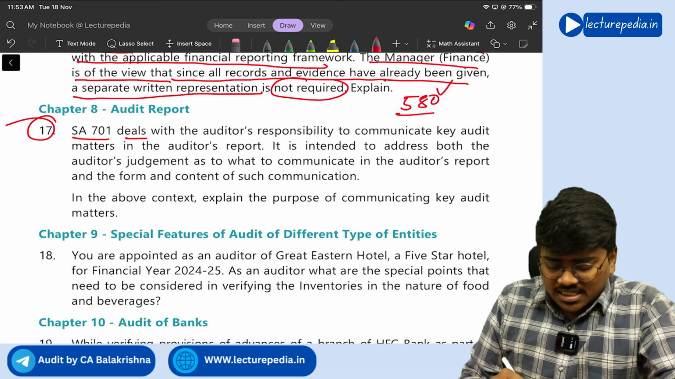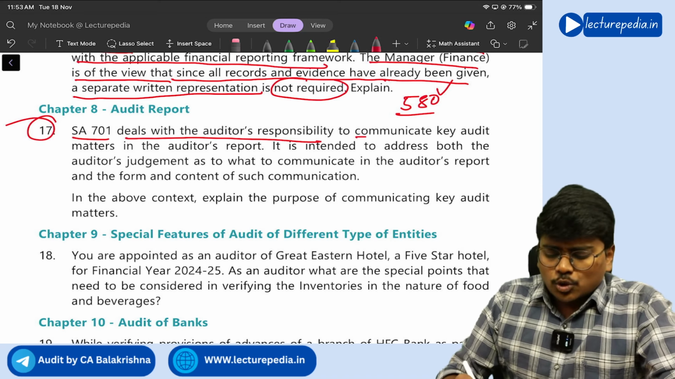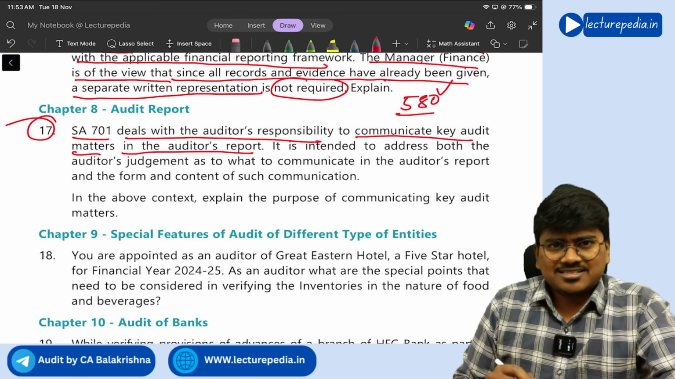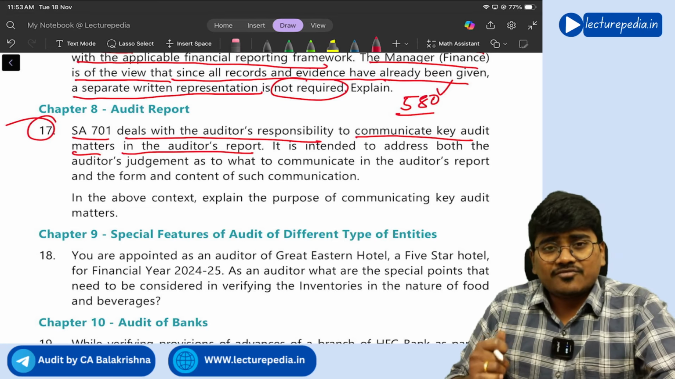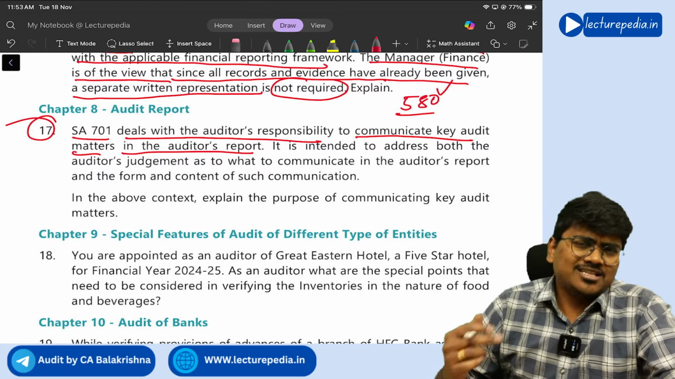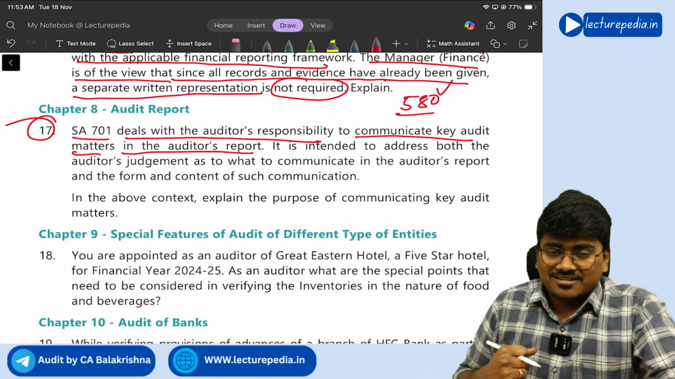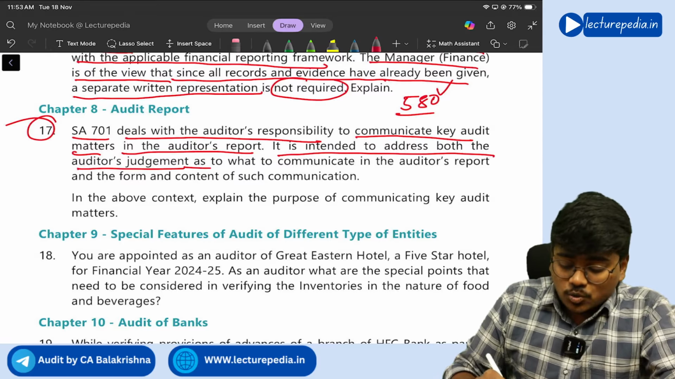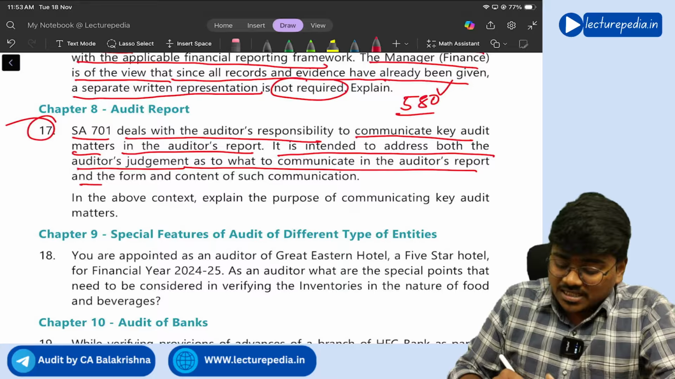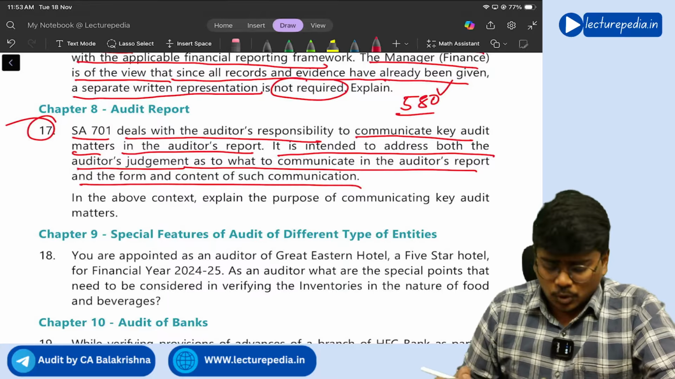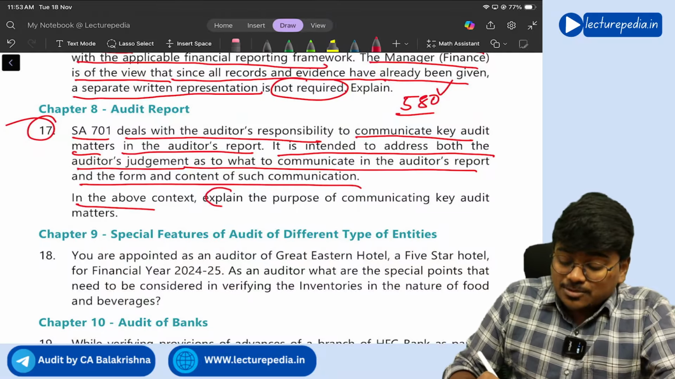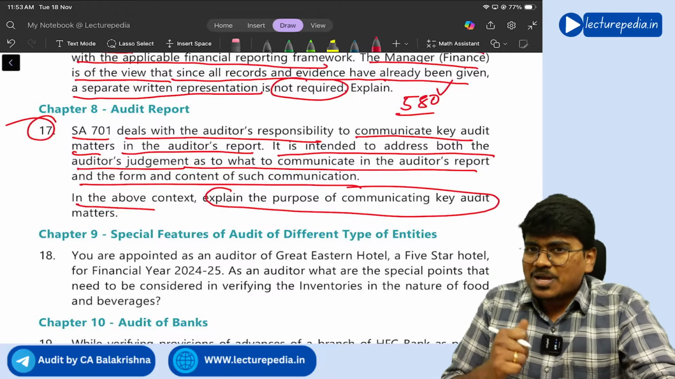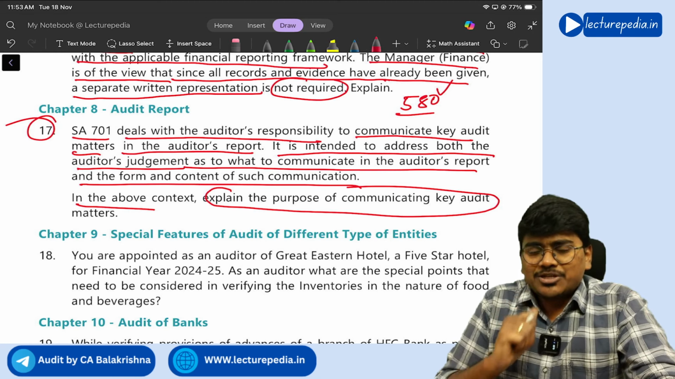SA 701 deals with the auditor's responsibility to communicate key audit matters in the auditor's report. Yes, key audit matters means those matters that are significant for the purpose of current period audit in the professional judgment of the auditor. Right now, it is intended to address both the auditor's judgment as to what to communicate in the auditor's report and the form and content of such communication. Okay, in the above context, explain the purpose of communicating key audit matters. So, we have discussed this. Why will you communicate key audit matters?